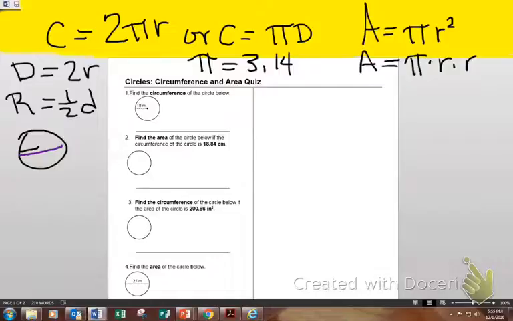We will use 3.14. To find the circumference of the circle, I start with the formula. C is equal to 2 pi r. I'm going to use that formula because I know what the radius is. 18 meters is the radius. Plug the radius into the formula.